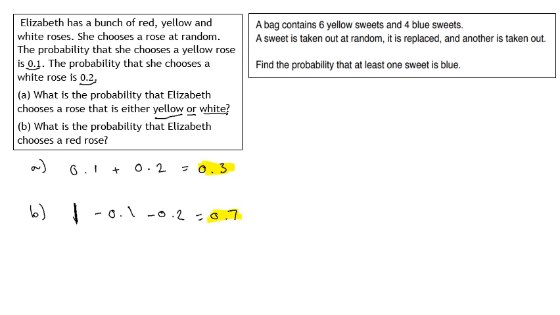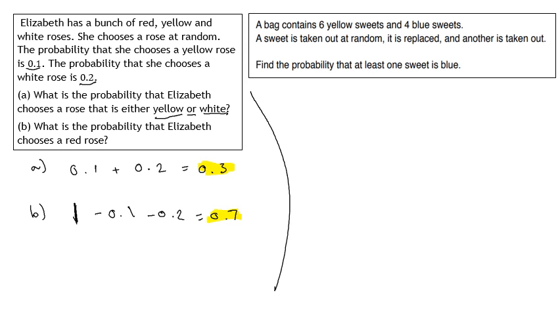Right, the question on the right-hand side is slightly harder. So this time round, we are told a bag contains 6 yellow sweets and 4 blue sweets. A sweet is taken out at random, replaced, and another is taken out. Find the probability that at least one is blue.